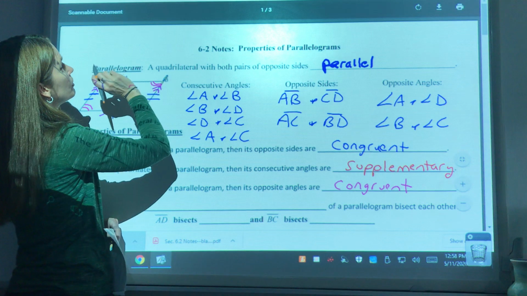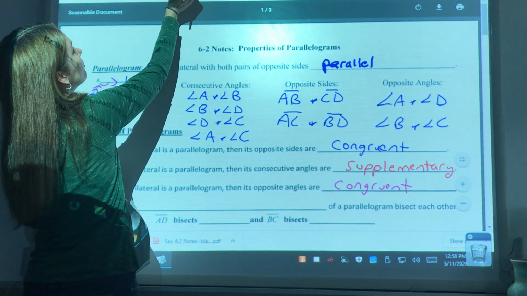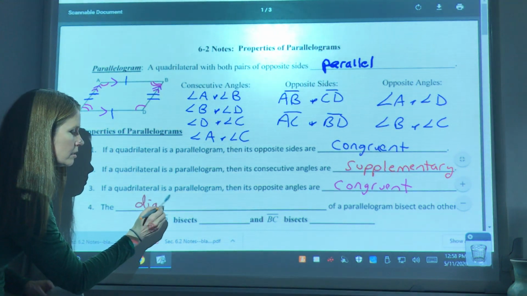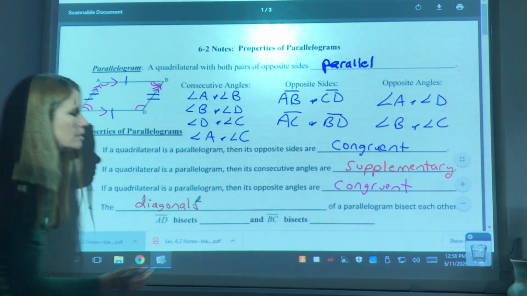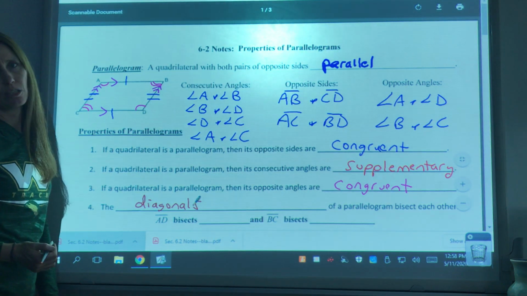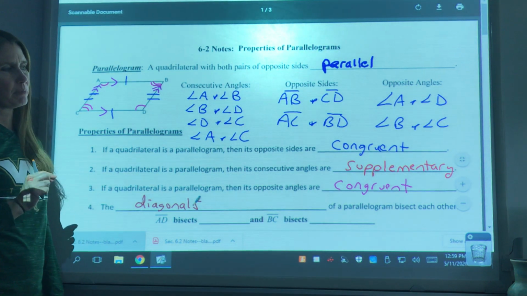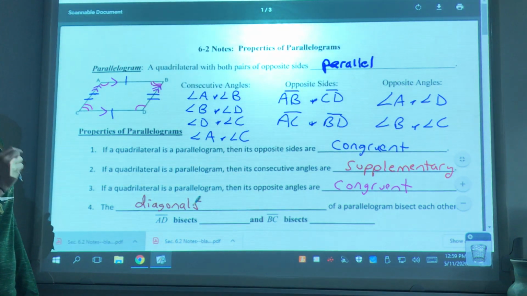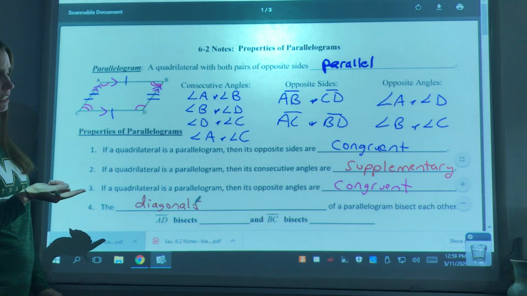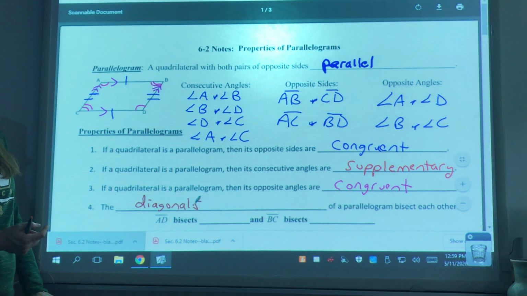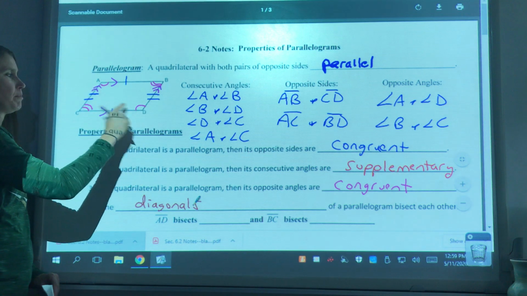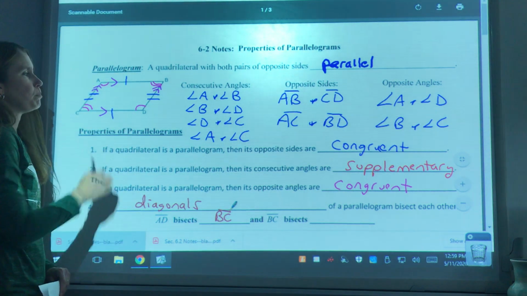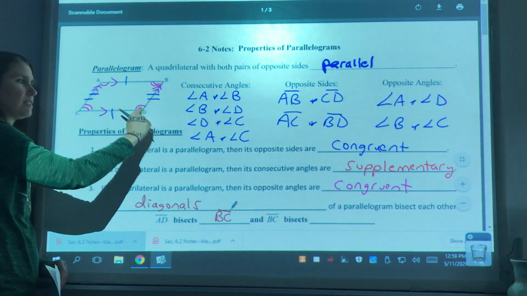Okay, and then the next thing says that the diagonals of a parallelogram bisect each other. So we've talked about bisect earlier in the year. Bisect means cuts in half. So basically slices it in half. So these diagonals bisect each other, which means they cut each other in half. And it's telling us that AD bisects, so this one bisects this one, which is BC, and BC, this one, bisects this one.